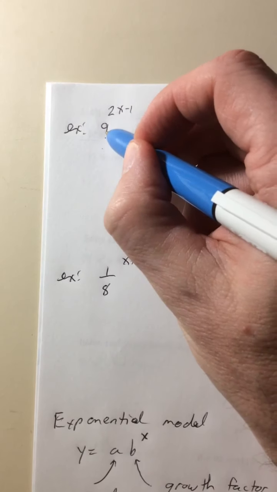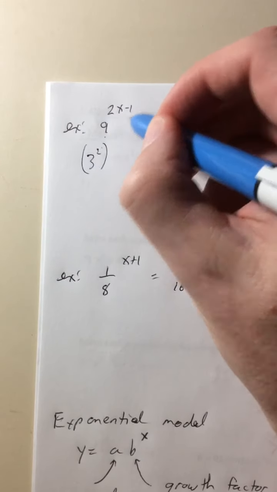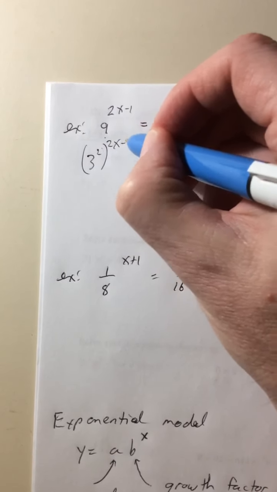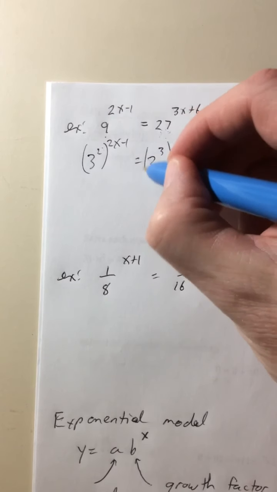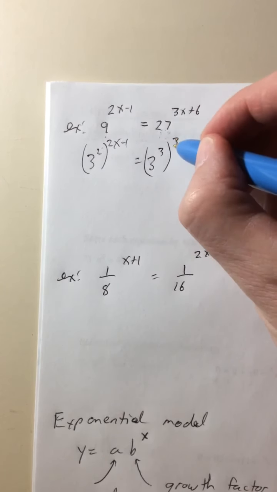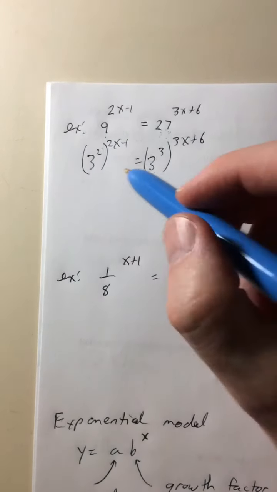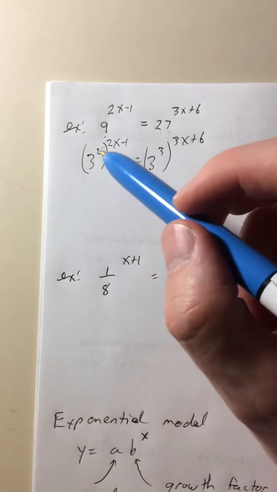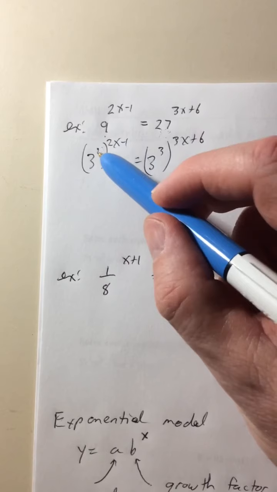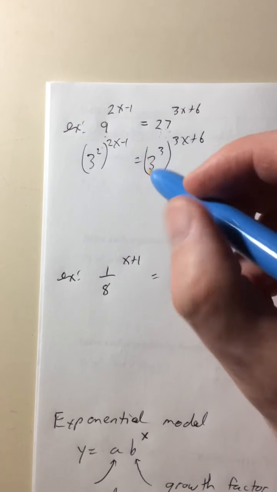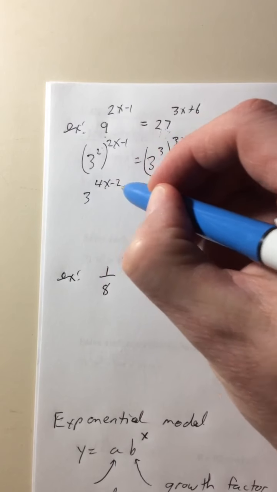So we're just going to replace the 9 with 3 squared to the 2x minus 1. And 27 is 3 cubed to the 3x plus 6. All right. Now, we remember our laws of exponents. And we remember when we have a power to a power, we multiply the exponents. So we're just going to multiply 2 by that using the distributive property. So we'll have 3 to the 4x minus 2.